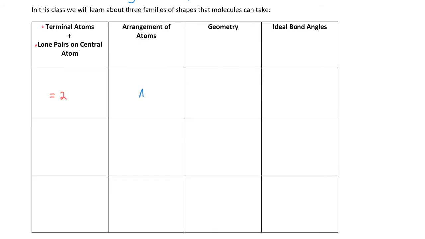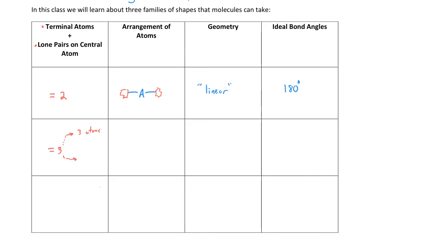So let's fill out this table first. If we add up the terminal atoms and lone pairs and we get the number 2, we would have an arrangement that looks like this, and we call this linear. And the ideal bond angle when we have two things attached to the central atom is 180 degrees. Now, if we have three things attached to the central atom, we get a slightly more interesting situation.